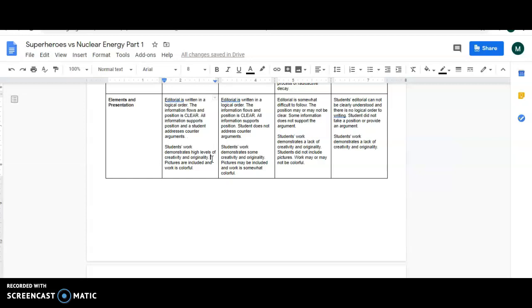But ultimately, it needs to have pictures, and the work is colorful. If you're on the computer, this is pretty easy. Make sure though I can read it. Highlighter yellow. My eyeballs, I can't read that, guys.